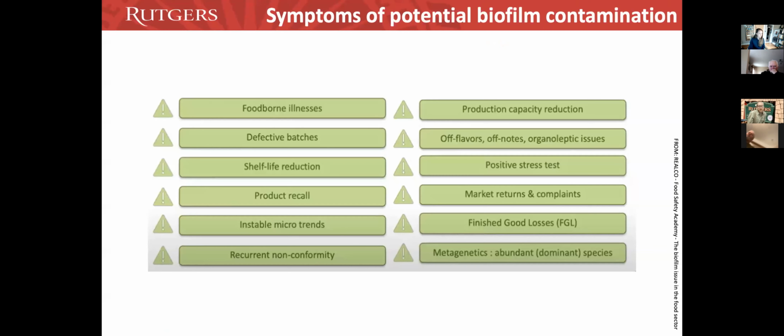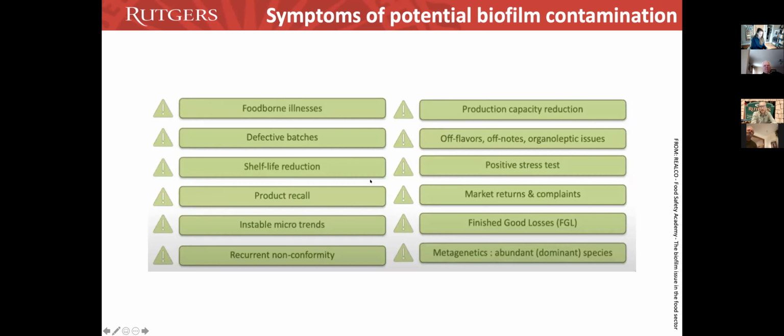All right, so there are some symptoms of potential biofilm contamination. First and foremost would be if you have a foodborne illness outbreak, or you have a series of defective batches and you can't seem to reason why else this occurred. Shelf life reduction, if you're having produce melt out on the way to a distributor, you very well could be experiencing a biofilm somewhere in your production system or on your farm.